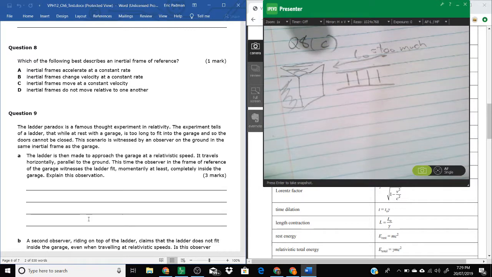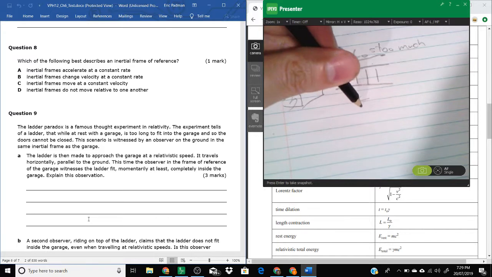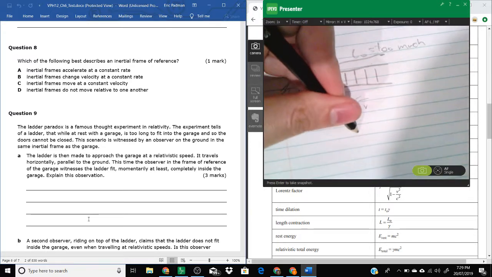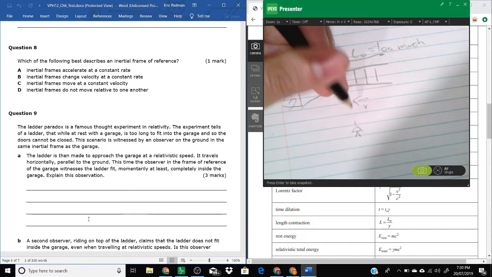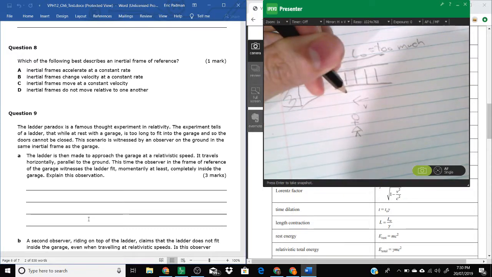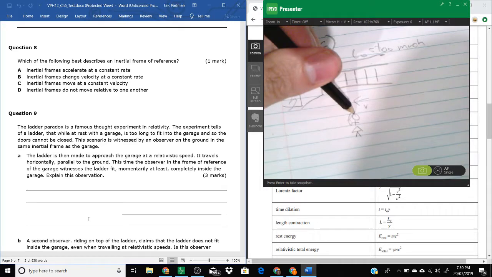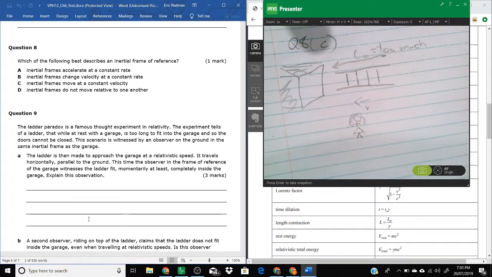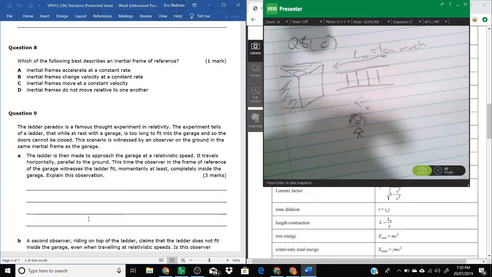Okay, the ladder is made to approach the garage at relativistic speeds. It travels horizontally, parallel to the ground, and this time the observer's frame of reference witnesses the ladder fit momentarily, at least, completely inside the garage. So it's moving here, and the witness observes that it is shorter than what it was before. The ladder is now traveling at relativistic speeds.